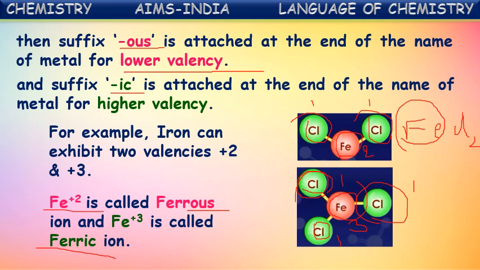This is one of the examples for variable valency. Not only FeCl2 and FeCl3, another is tin, Sn, tin chloride, SnCl2 and SnCl4. In that, Sn also shows +2 and +4. Stannous chloride, stannic chloride. Like that, for lower valency -ous and for higher valency -ic, we'll name the compounds.